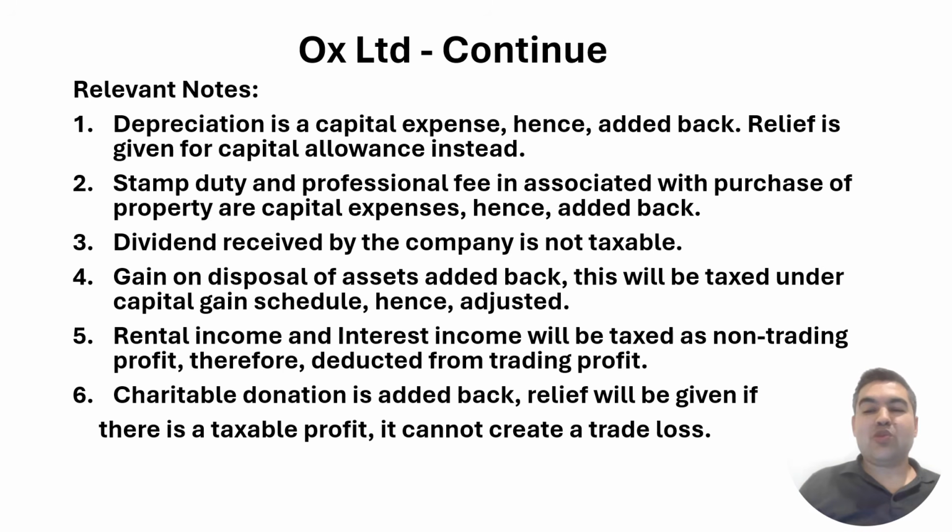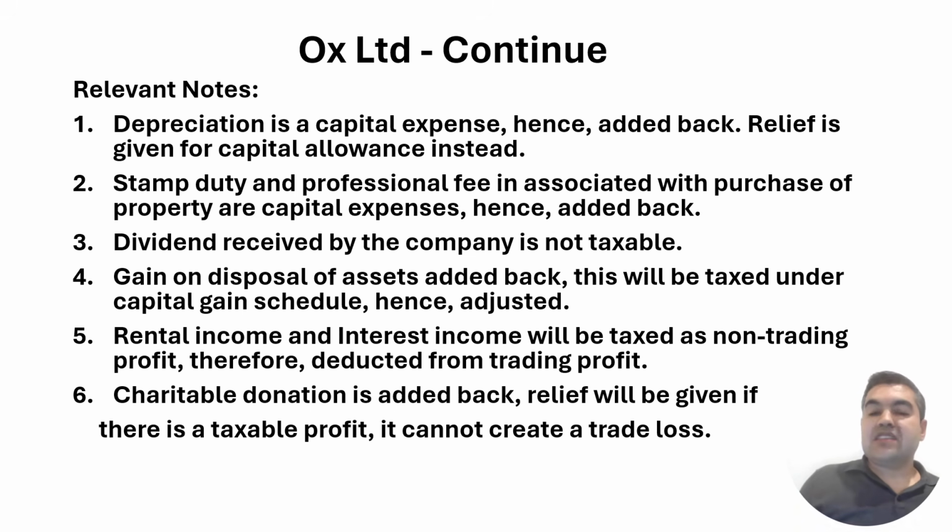Now, all corporation tax computations are incomplete without relevant notes. Because the examiner wishes to see relevant notes, make sure you have notes available. Start with depreciation as a capital expense, hence add it back. Relief is given for capital allowance instead. So you get a mark. Stamp duty and professional fee in association with the purchase of property are capital expenses, hence added back to the trading profit. Dividend received by a company is not taxable.